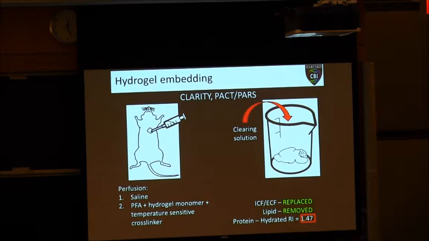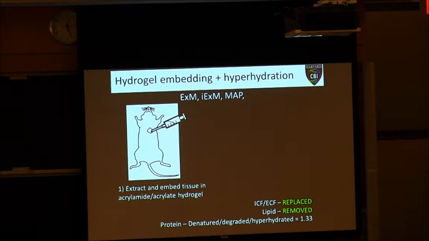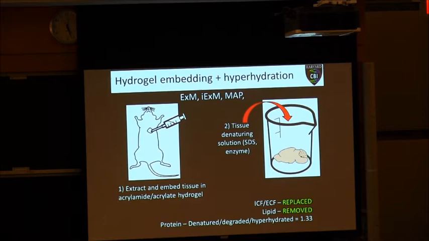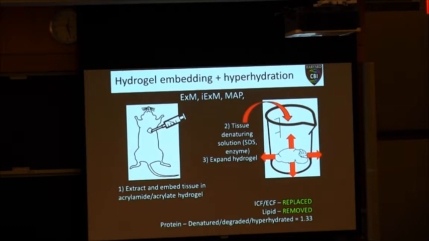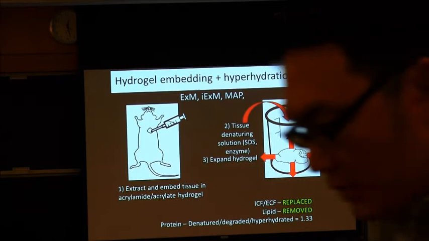So then the hydrogel embedding and hyperhydration is fairly similar. So again, you embed your tissue in acrylamide or acrylate hydrogel. But the difference here is once it's in that hydrogel, you totally denature or sometimes even enzymatically degrade all of the protein and everything that's left behind there. Okay. So you usually do a labeling step before this, and then you get rid of all that protein. And then you put the sample into essentially water. It's going to expand that hydrogel and make the sample a lot bigger.